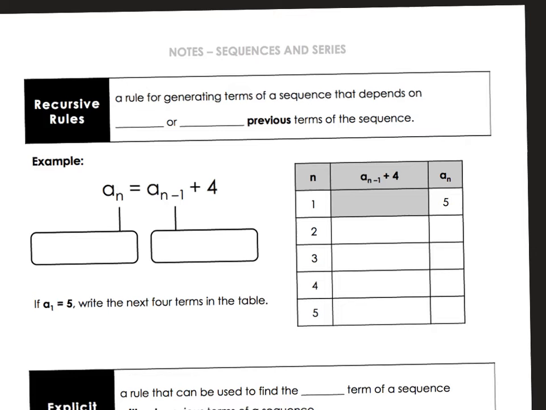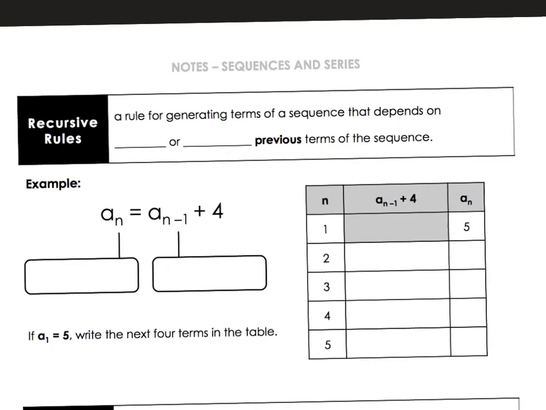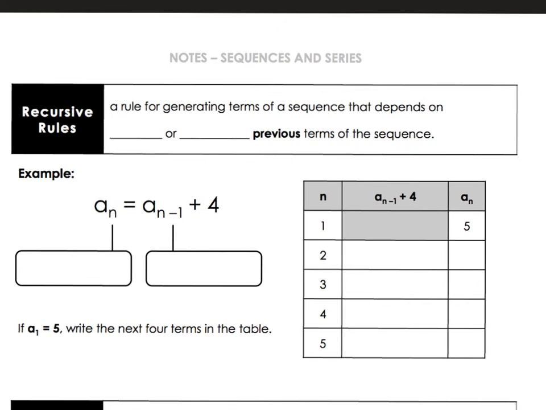So here we are on our next slide, and you can see that this is going to break our sequences down into even more depth. And we have two options here for our type of rules. When we're talking about a rule, you can really think of that like an equation. Our first option is something that's called a recursive rule. Something that's recursive depends on the terms in front of it. So basically, it's a rule for generating terms of a sequence that depends on one or more previous terms of a sequence. So it always is going to rely on something before it.